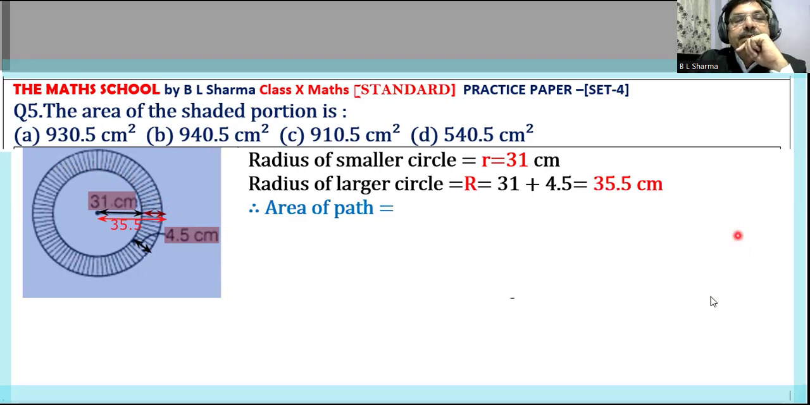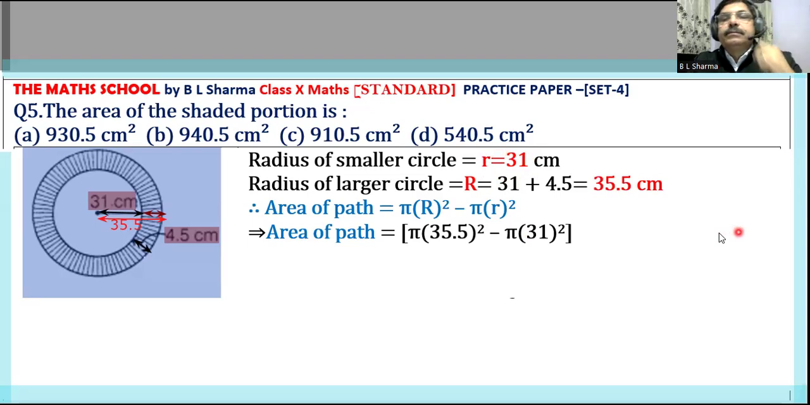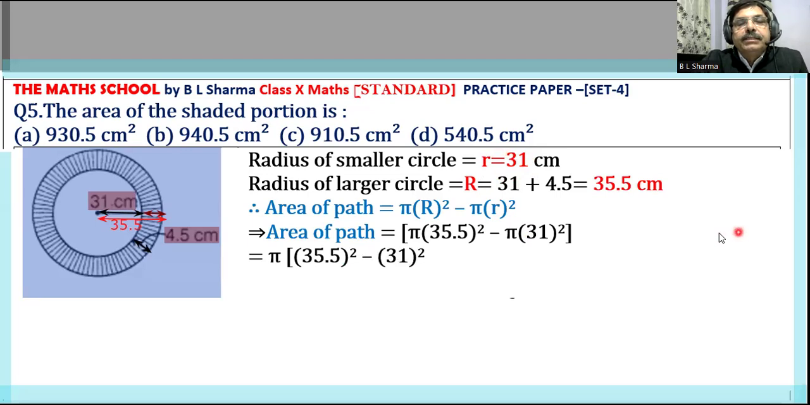Area of the path, meaning the shaded region, is the area of the larger circle minus the area of the inner circle. Area of path is pi R square, where capital R means the outer circle radius, 35.5 whole square, and minus pi r square, the area of the inner circle, but the radius of the inner circle is 31 centimeter. You just have to simplify and get your answer. Take pi common: 35.5 whole square minus 31 whole square. But now what to do? Use the formula x square minus y square, that is x minus y, x plus y, to simplify it.